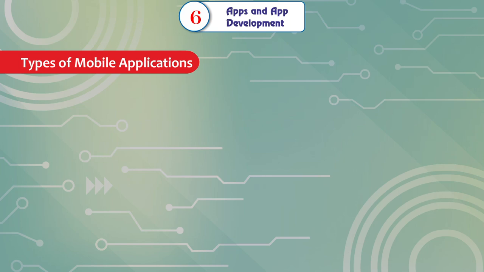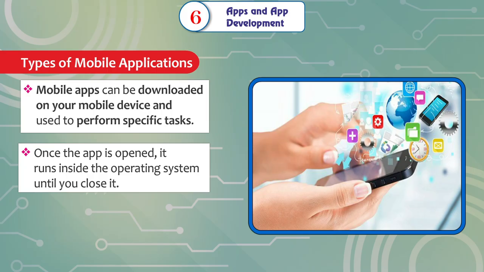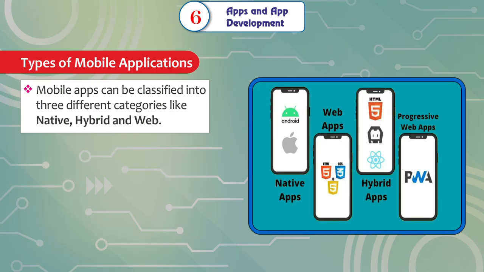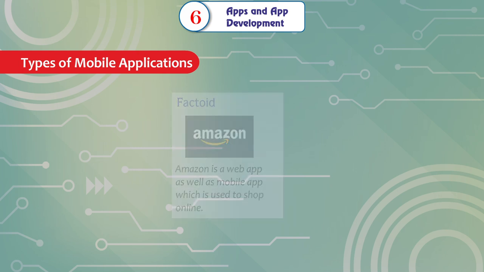Types of mobile applications. Mobile apps can be downloaded on your mobile device and used to perform specific tasks. Once the app is opened, it runs inside the operating system until you close it. Mobile apps can be classified into 3 different categories: native, hybrid, and web. Factoid: Amazon is a web app as well as a mobile app which is used to shop online.